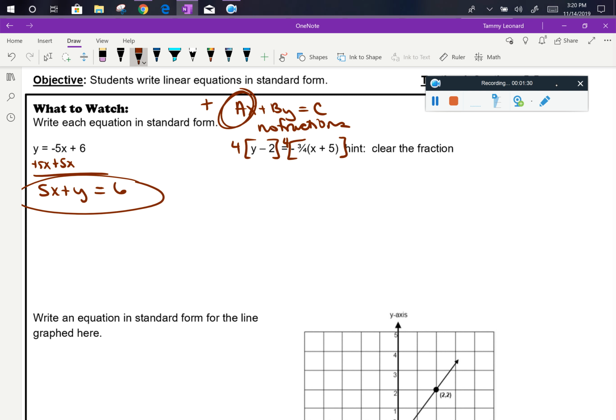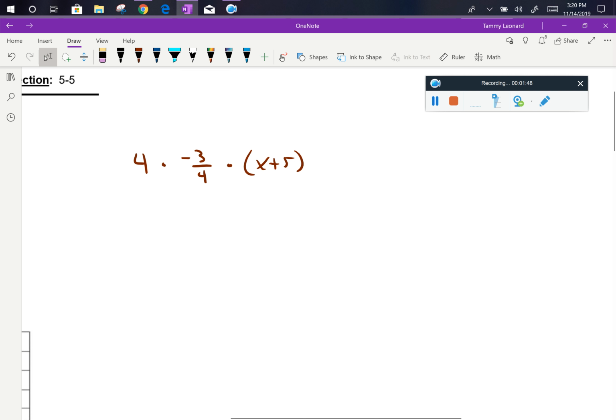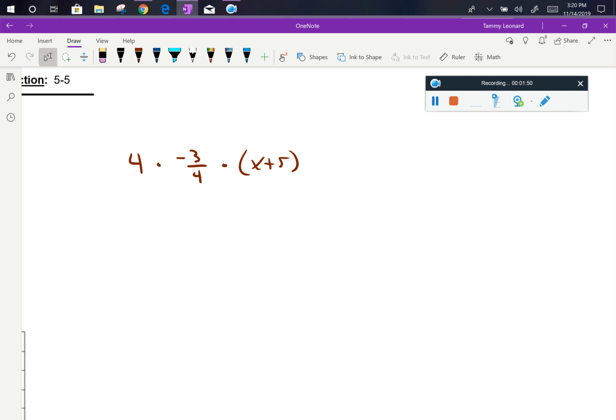So on the left, we have simple distribution, 4y minus 8. On the right, students tend to try to make this a little harder than it actually is. So I want you to think about this for a minute. 4 times negative 3/4 times x plus 5. That's what this really is. It's three things multiplying each other.